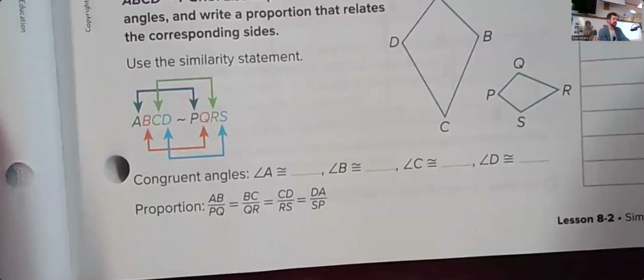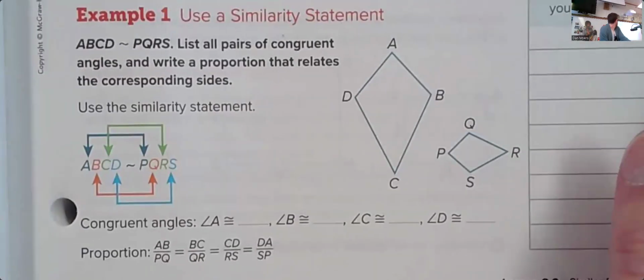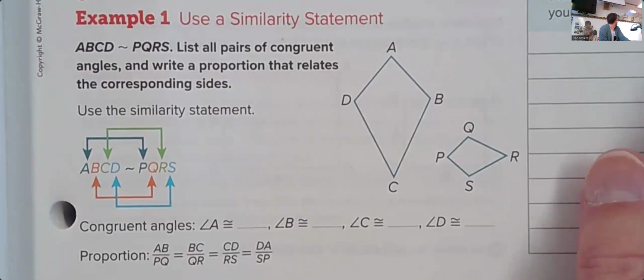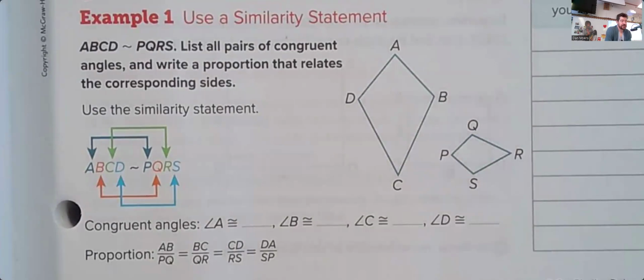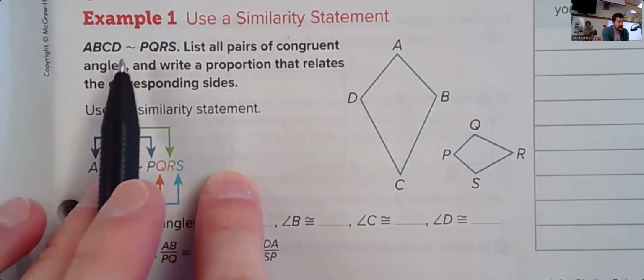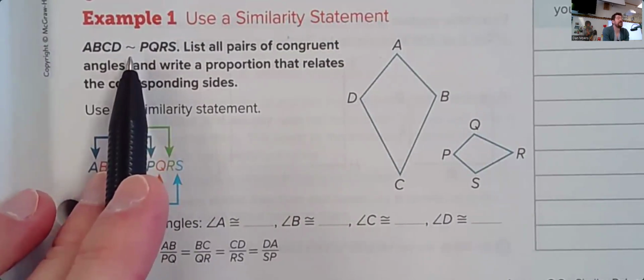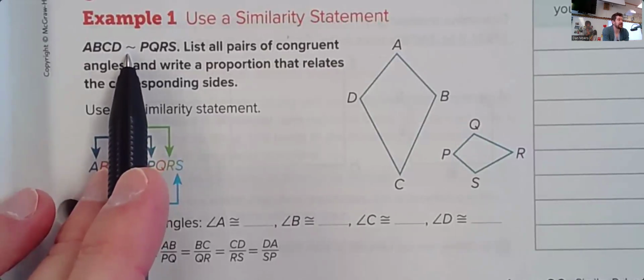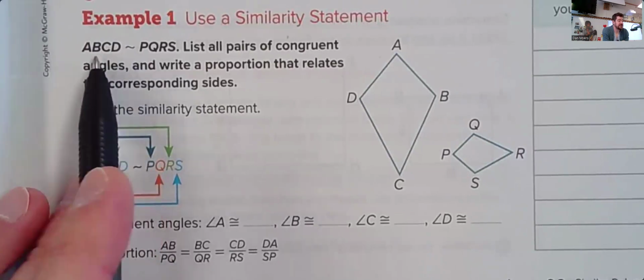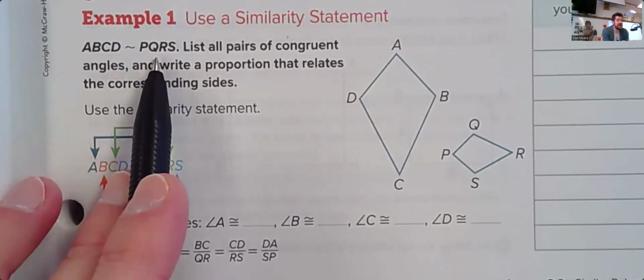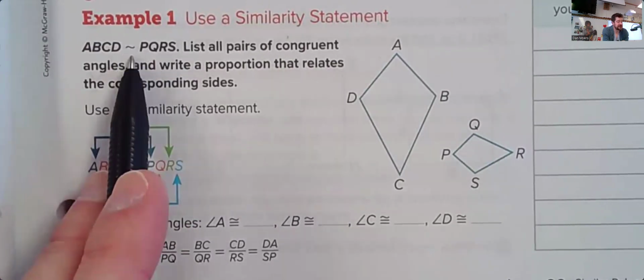So example one, let's move down to example one. This one says that ABCD is similar to PQRS. This symbol right here means is similar to. This is going to be really important, by the way, to know this symbol. So everybody take a look, please. Everybody listen up. Pay attention to this symbol. That means is similar. Meaning these two shapes have the exact same shape, but they are different sizes. That's what that means. So ABCD is similar to PQRS.